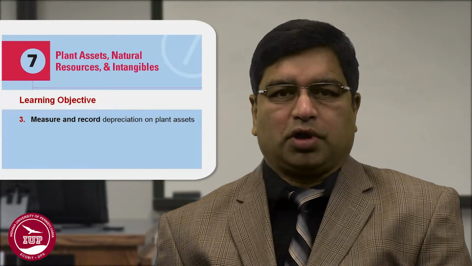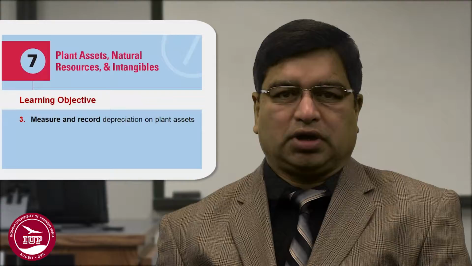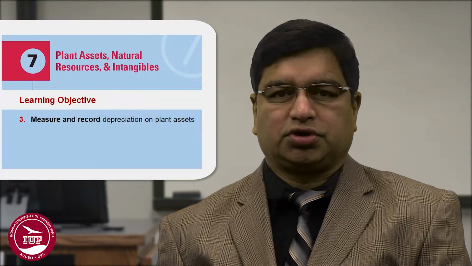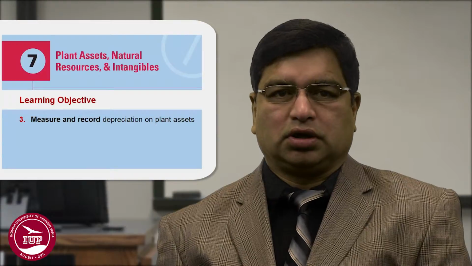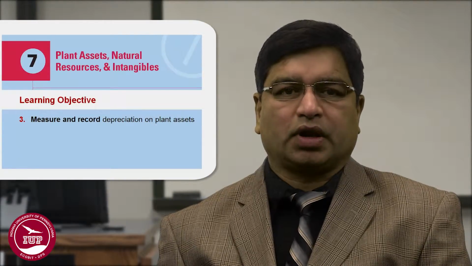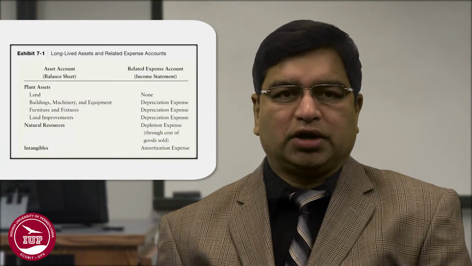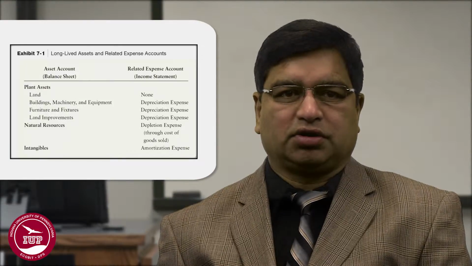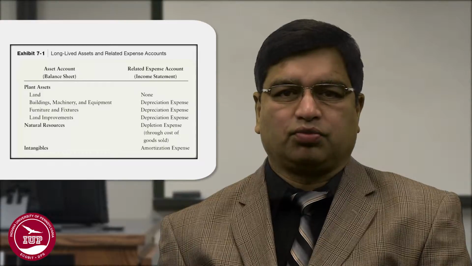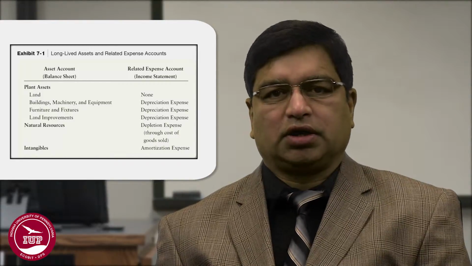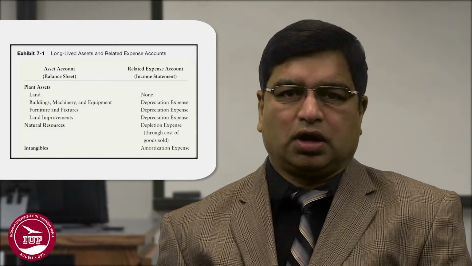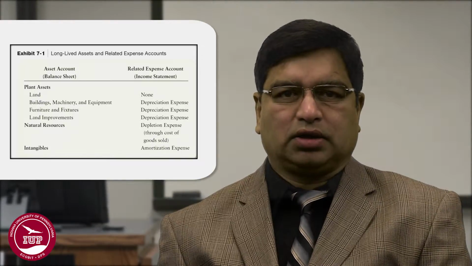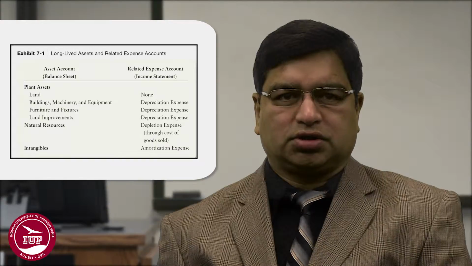Today we'll be talking about plant assets and various depreciation methods used for depreciation of the long-term assets. In the balance sheet, you look in the plant assets, you'll find land, building, machinery, furniture and fixtures, and land improvement. And the related accounts which we'll open are the depreciation expense account and the accumulated depreciation account.